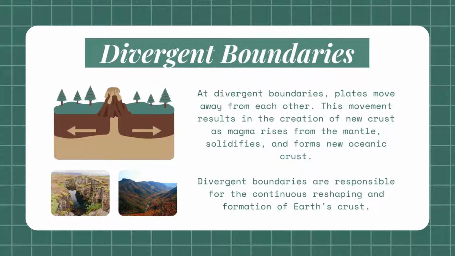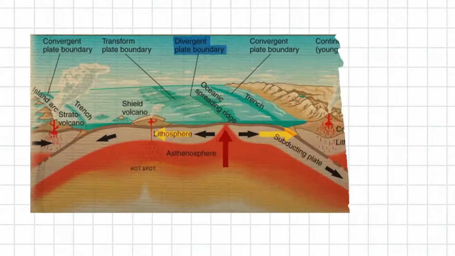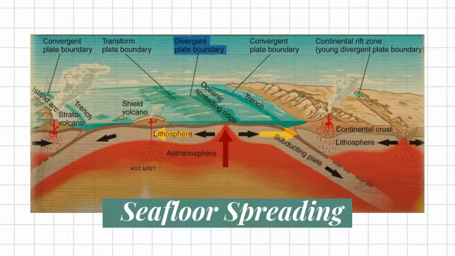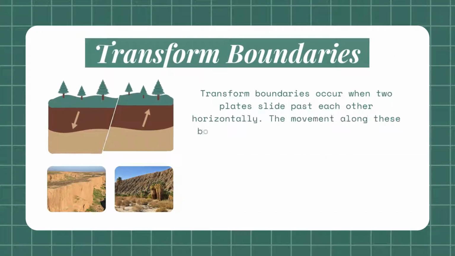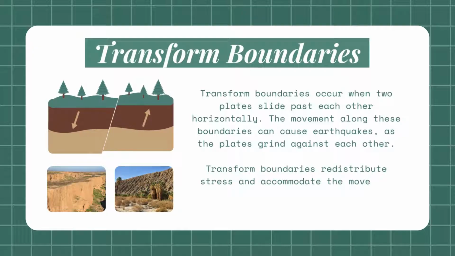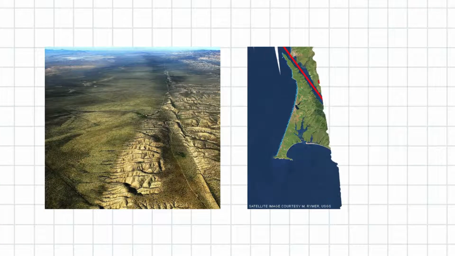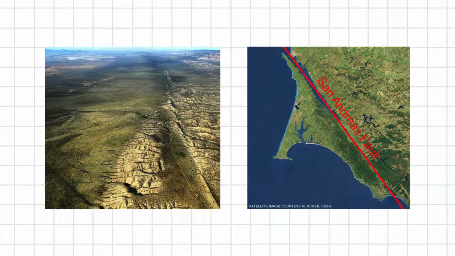This movement results in the creation of a new crust as magma rises from the mantle, solidifies, and forms a new oceanic crust. Divergent boundaries are responsible for the continuous reshaping and formation of the Earth's crust. Now, I included this picture so you can see that this is generally happening between two oceanic plates, which is also why it's called seafloor spreading. And then finally, you have transform boundaries, which occur when two plates slide past each other horizontally. The movement along these boundaries can cause earthquakes as the plates grind against each other, which is also what we have here in California, a transform boundary called the San Andreas Fault.